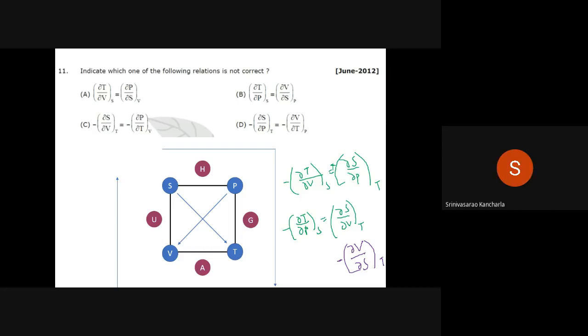Okay. ∂S/∂V at constant temperature. The sign will be changed, right? ∂S/∂V at constant temperature. That means that you are going in this way. So you will start again this way, go up. So ∂T/∂P at constant S. How do you arrive at that point that it is correct? Option C.